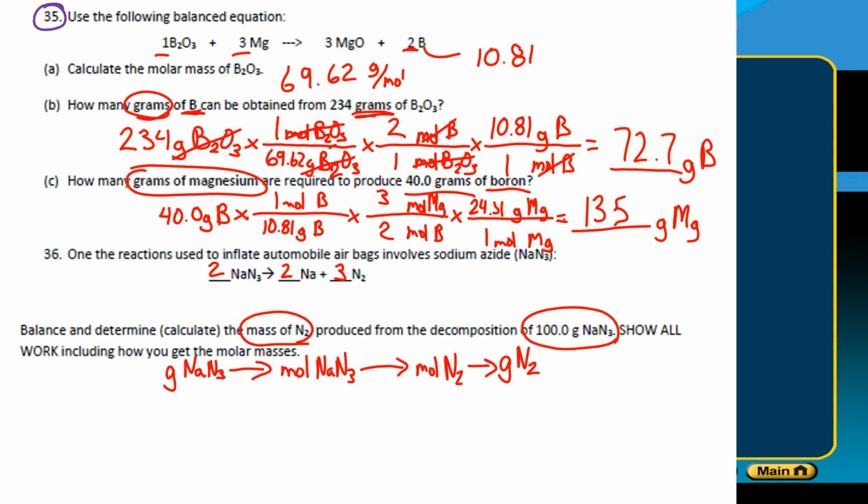The things that I'm going to need is the molar mass of N2. Nitrogen is 14.01, so 2 times 14.01 is 28.02. And I need the molar mass of NaN3. So I have 1 sodium at 22.99 and 3 nitrogens at 14.01, and so I get 65.02 for my molar mass of that.